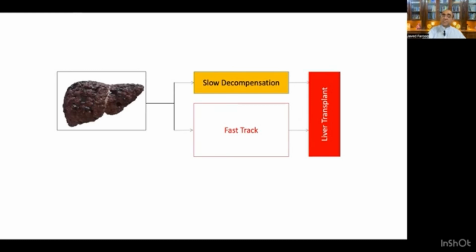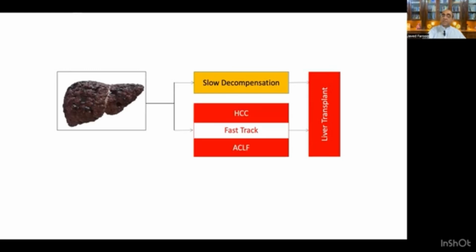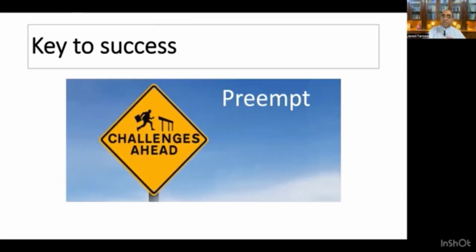But what is the fast track decompensation? Either the patient develops hepatocellular carcinoma, and now this is the fast track when they will need a liver transplant, or the patient develops acute on chronic liver failure. Again, these are the patients, most of whom will need liver transplant. So the key to success is that we should preempt the challenges ahead.